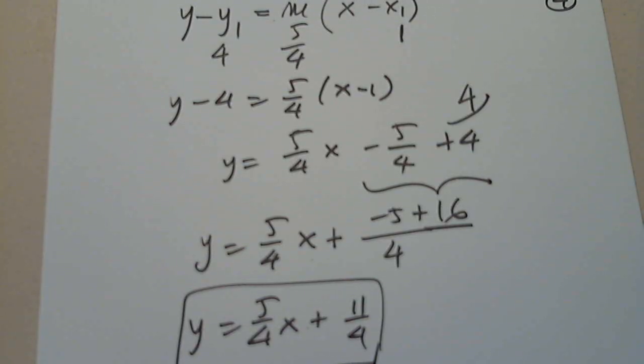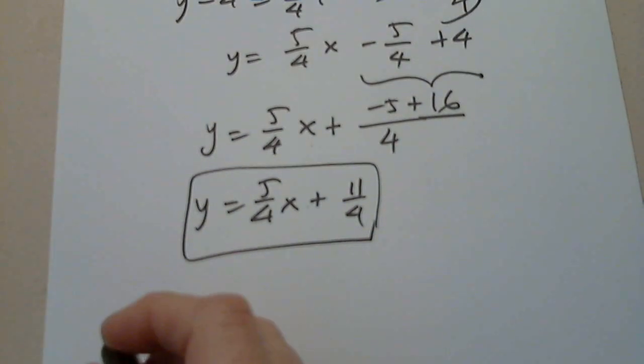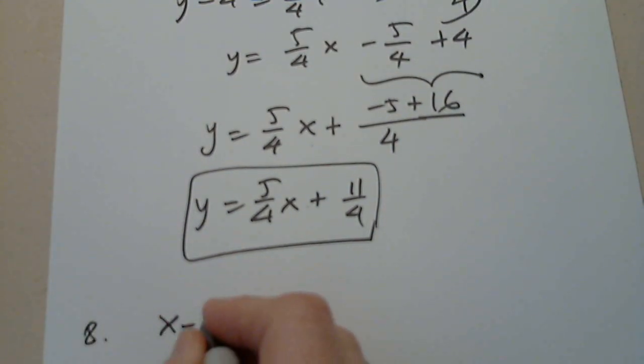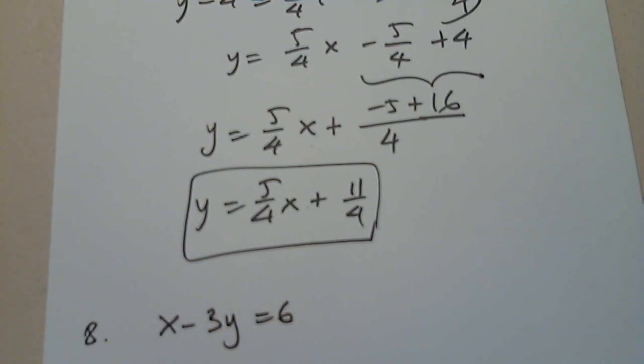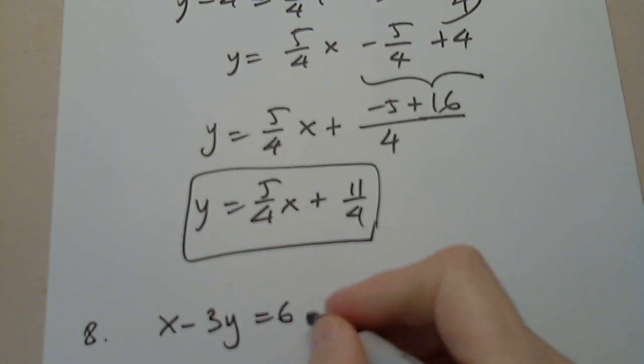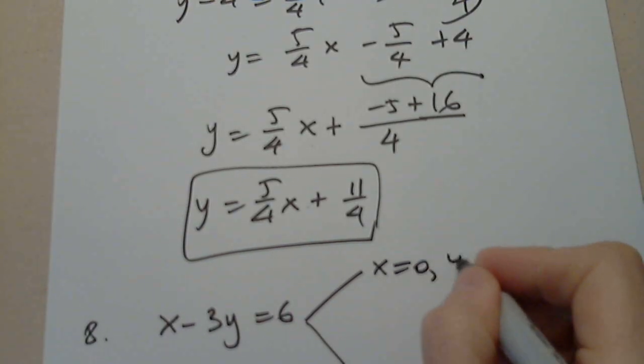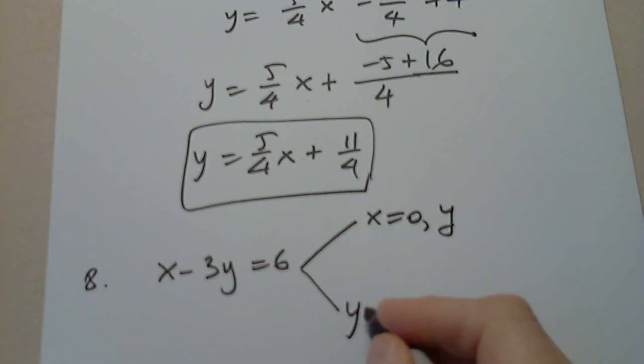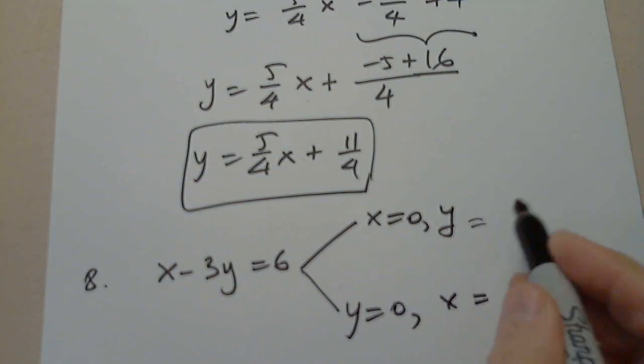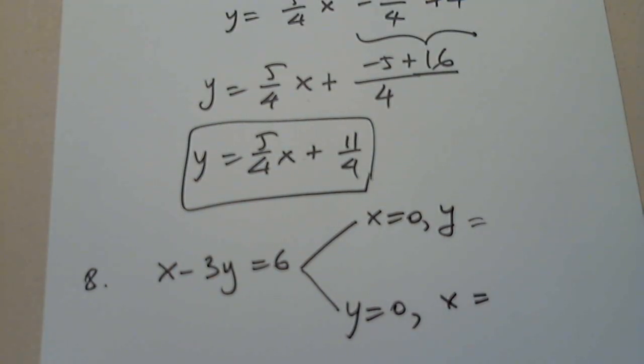Good. Consider the equation x minus 3y equals 6. So that's number 8. x minus 3y equals 6. Give the slope, x and y intercepts, and graph the line. I will always start with graphing the line. So let's find the x and y intercepts. When x is 0, let's find y. When y is 0, let's find x. And then give the rest.